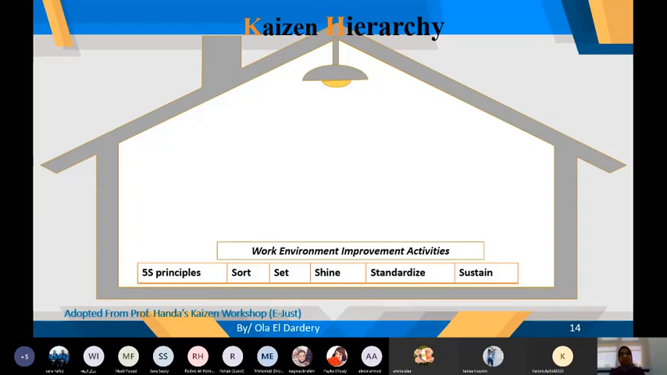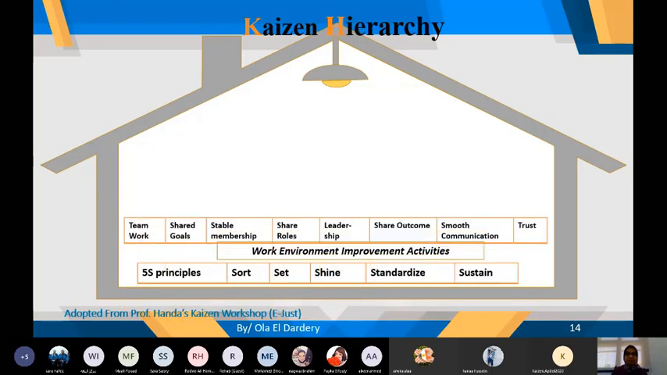What are the improvement activities we can do in any work environment once we have our workplace set and organized, and we classified what we want first and put it at the beginning, and we standardize what we did in sort, set, and shine. After that, improvement ideas. All right, so following that, we have teamwork, which we said in Kaizen is the most important thing.